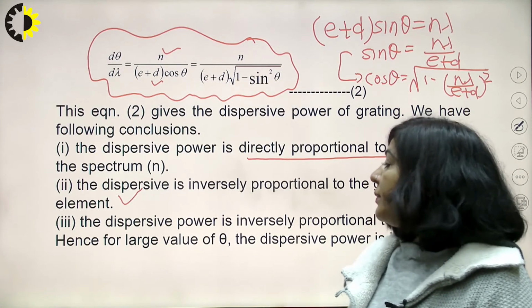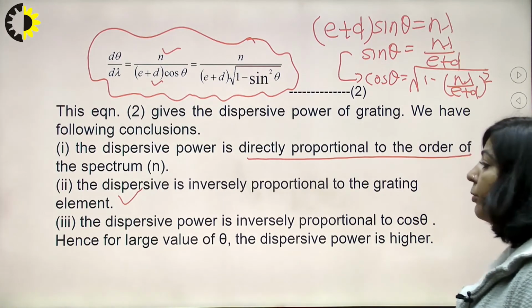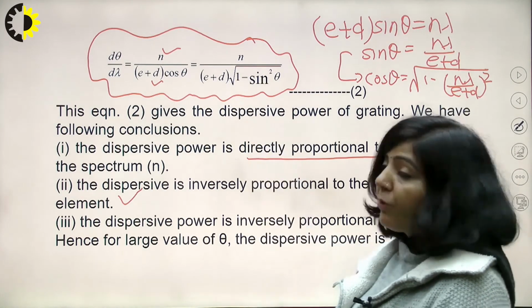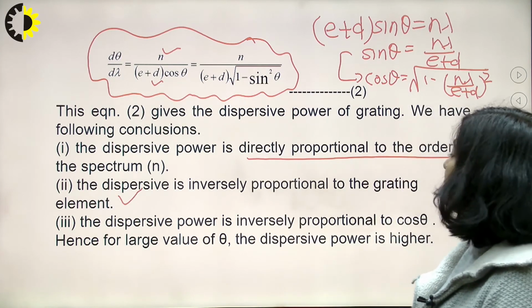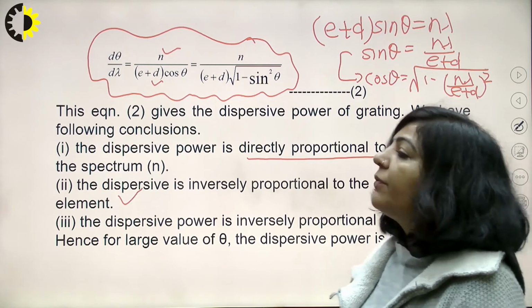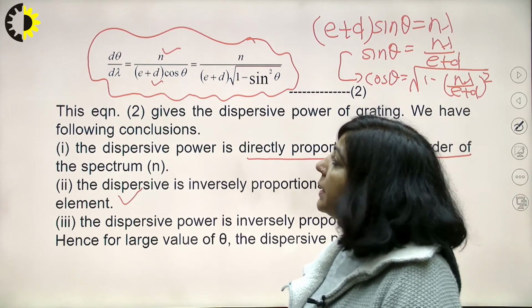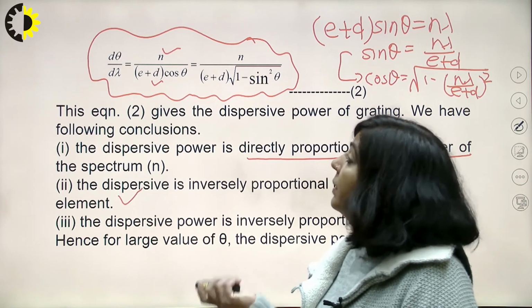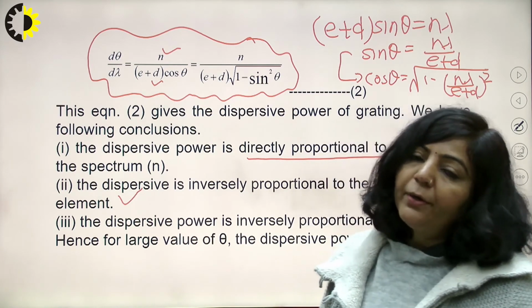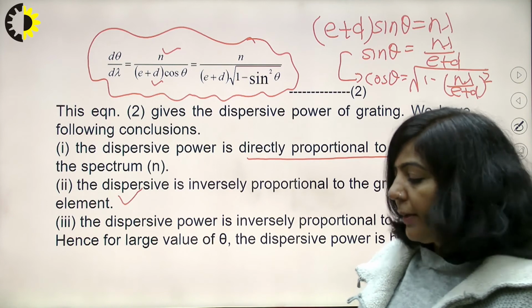The third one, the dispersive power is inversely proportional to cos theta. So you can see that the dispersive power is inversely proportional to cos theta. Hence, for a large value of theta, the dispersive power is higher. So these are the results which we can draw from the dispersive power of a plane transmission grating, right?